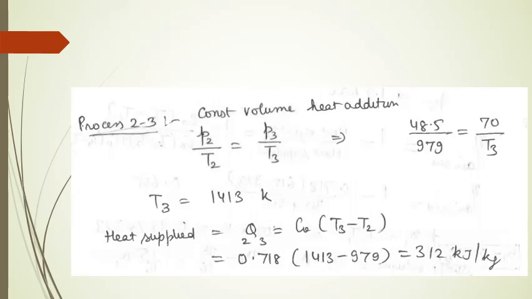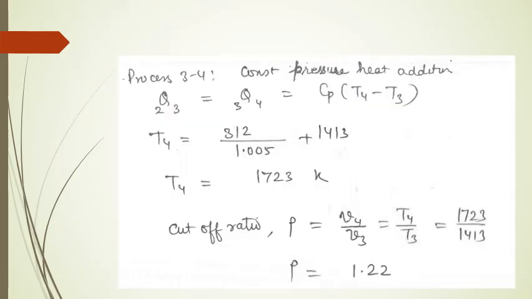Now heat supplied during constant volume heat addition process is equal to Cv into T3 minus T2, and that comes out to be 312 kilojoule per kg. Now for the constant pressure heat addition process, the value of heat added will be equal to Cp into T4 minus T3, and this gives me the value of T4, that comes out to be 1723 Kelvin. The cutoff ratio, which is equal to V4 upon V3 and also T4 upon T3, gives me the value of rho equals 1.22.